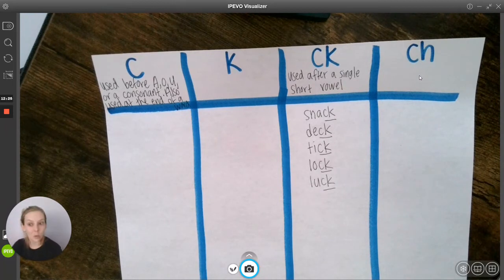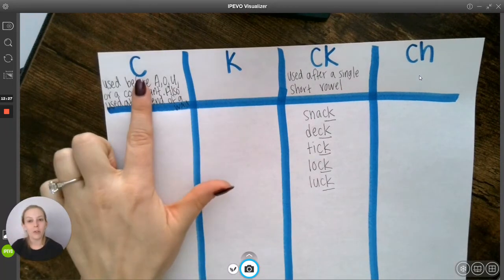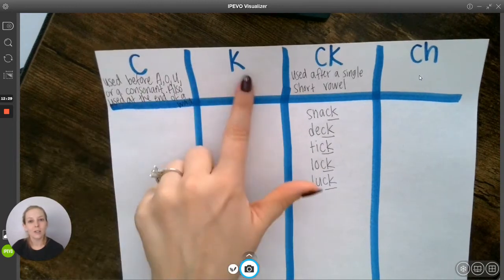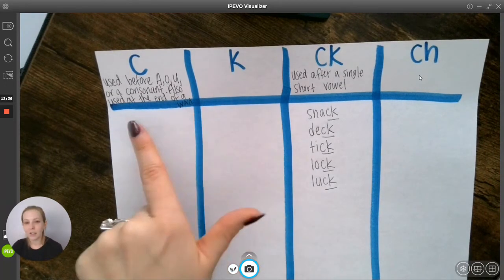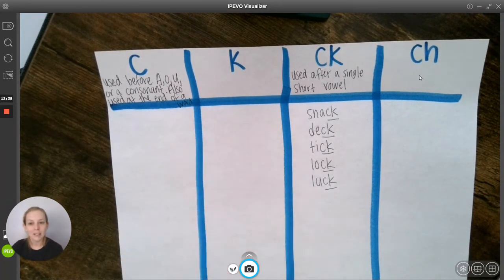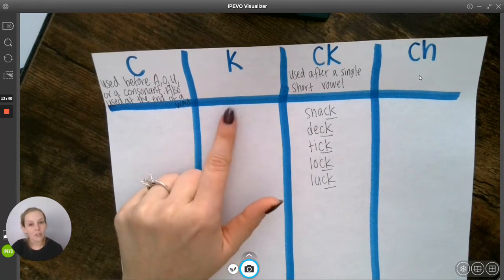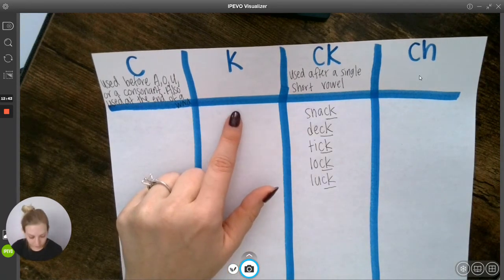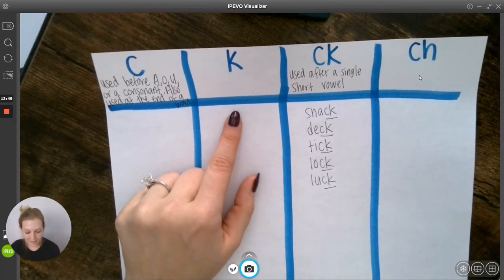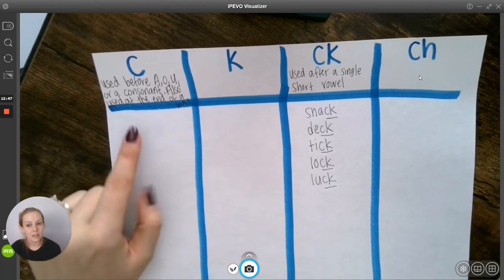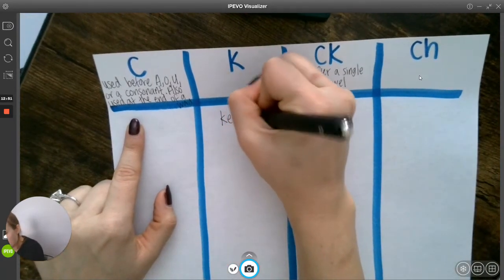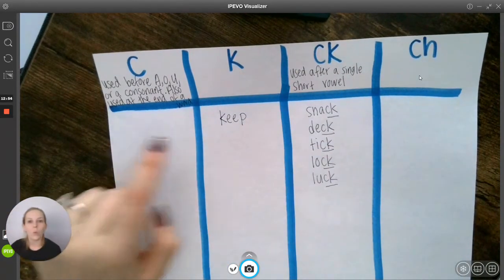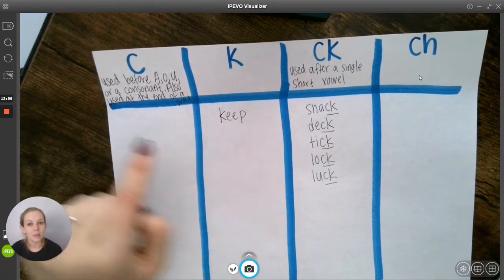If I say a word, I want you to point to whether it's going to go here or here. The word is keep. Which column would that belong in? It's going to belong over here with tall K. Why can't we use K? So I'm going to write it here so we can see it for my visual learners. Why can't we spell keep with a C?